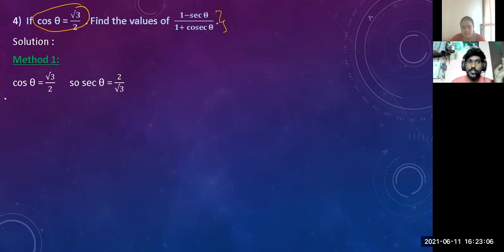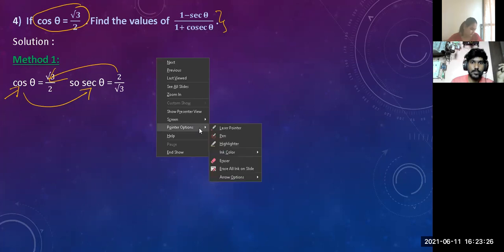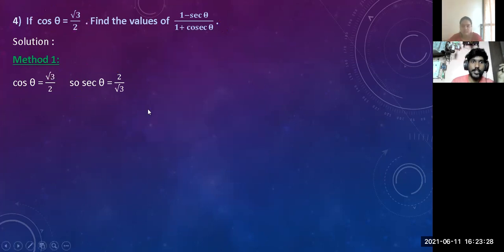Cos theta is given as root 3 upon 2 in the question, and we know the reciprocal of cos is sec theta. So sec theta will be 2 upon root 3. We are just taking the reciprocal of this. Is this clear? Okay. Now, the reason we are finding sec theta is because sec theta is here in the numerator. We have to also find cosec theta now.